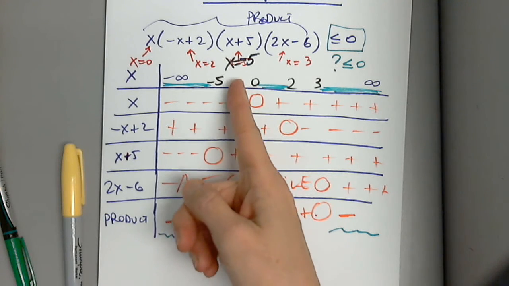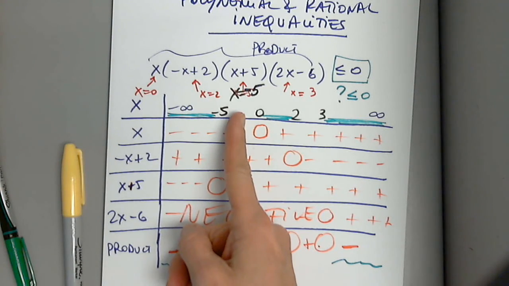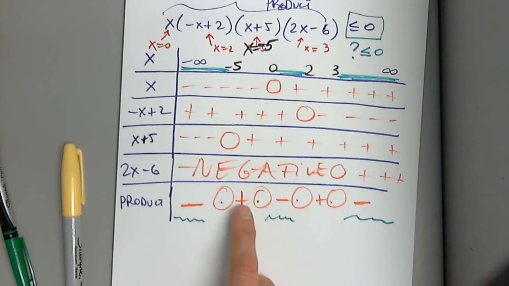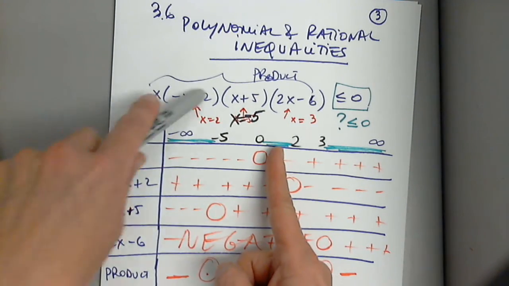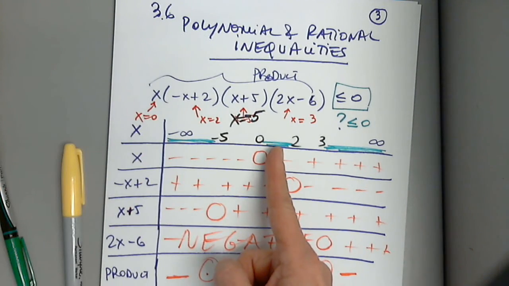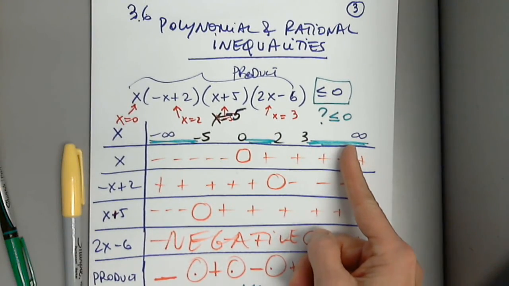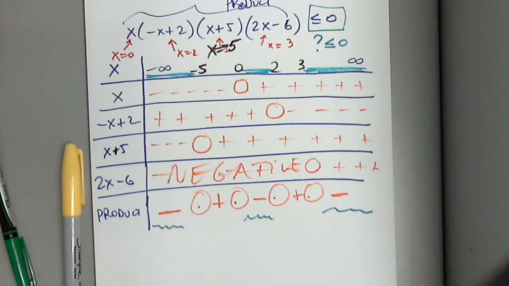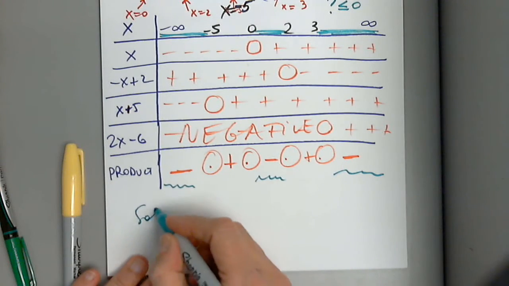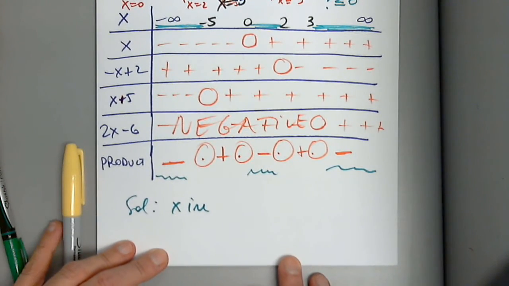If I choose a negative 4, do you think that the product will be positive or negative? Of course. If I choose 1, do you think the product will be positive or negative? Of course. If I choose 10, will the product be positive or negative? Of course. So then the solution is x in the interval. Can anyone dictate?